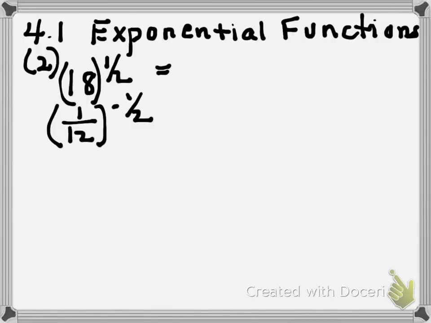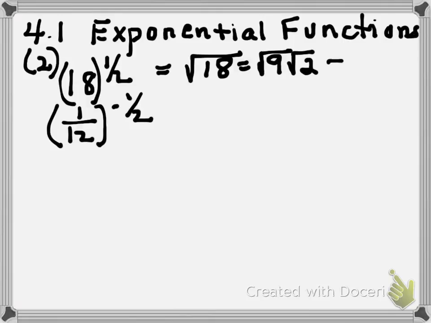First one is 1/2, which is the square root. So it's the square root of 18. We want to break it down into the product of two numbers where one of them is a perfect square, the largest perfect square factor. So I have the square root of 9 times the square root of 2. Square root of 9 is 3. So we're simplifying this to 3 square root of 2.